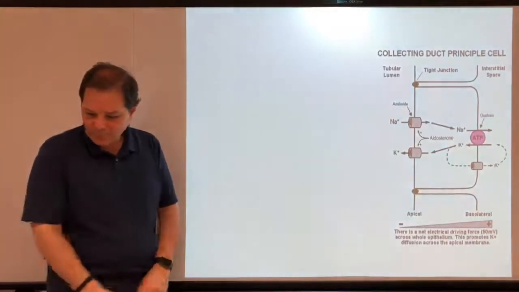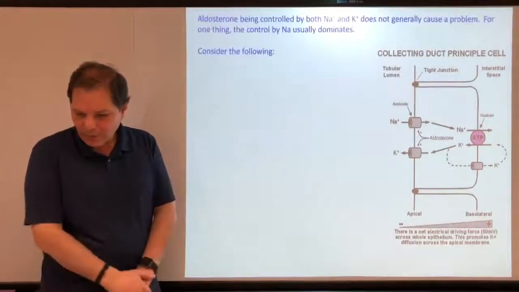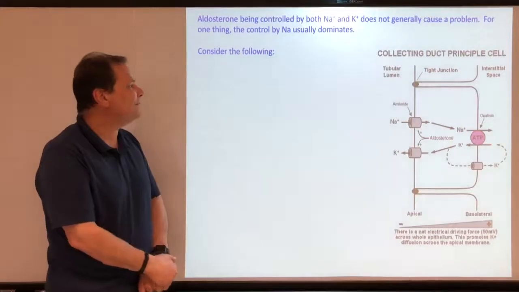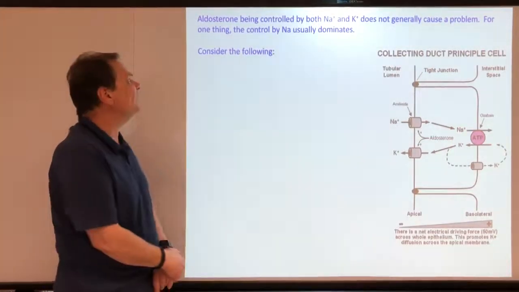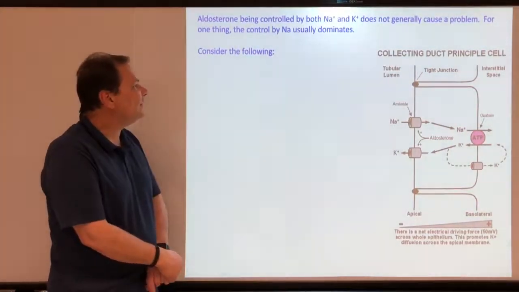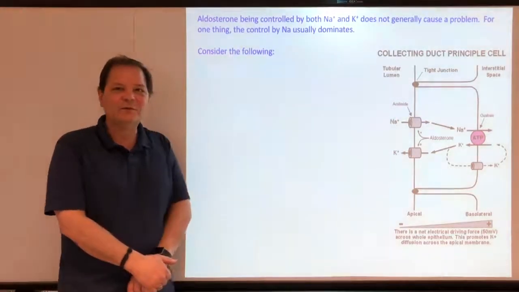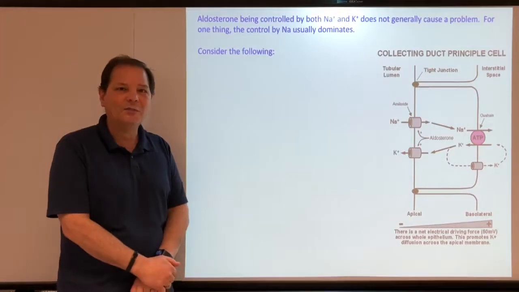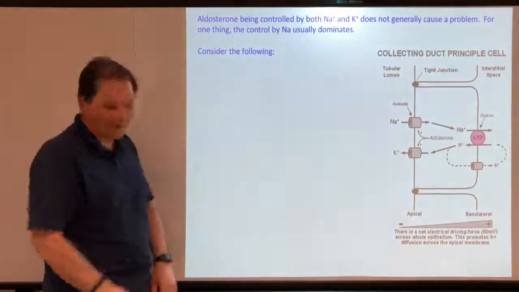All right. So, you might think, oh my gosh, well now aldosterone is controlling two things. It's controlling sodium and it's controlling potassium. So don't those two things conflict? Can that cause a problem? Well, let's think about it, all right?